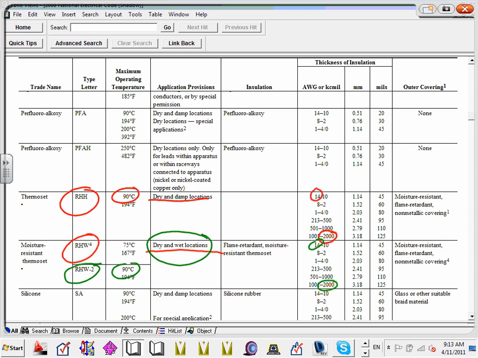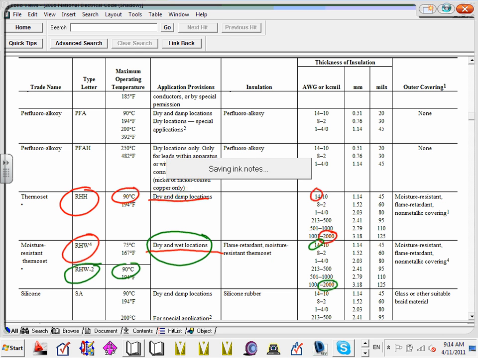Please be aware of this. Please know how to use this table. And I'm highlighting one of the most important ones. We're talking about fire pumps here. These are the wiring systems that you can use for fire pumps: MI cable and these two installations. Any question, my friends? Any question?